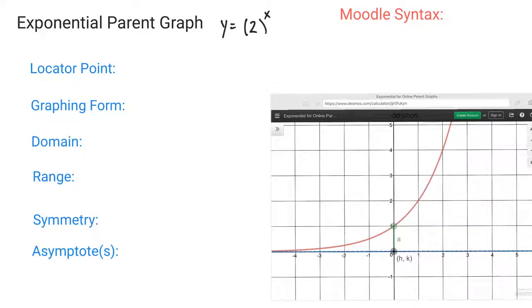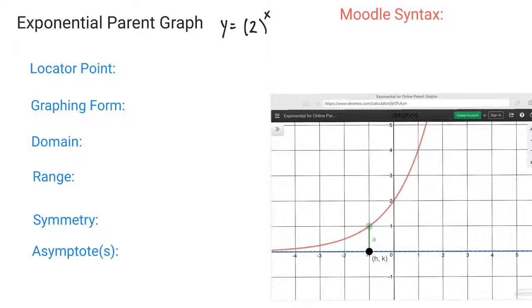This video will talk about the exponential parent graph. You've already done some work with exponential equations in some of your other courses and units, but now we're going to take a look specifically at the graph. So you see your HK value being plotted down here, and we can shift everything right and left.